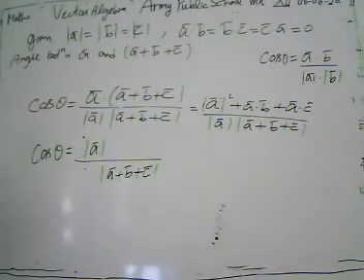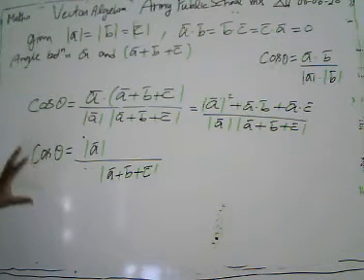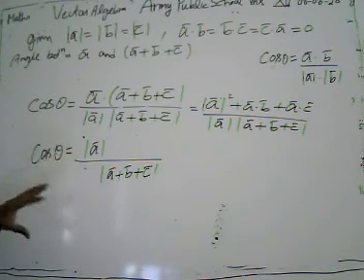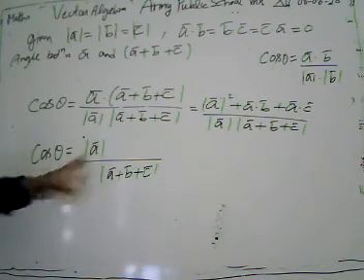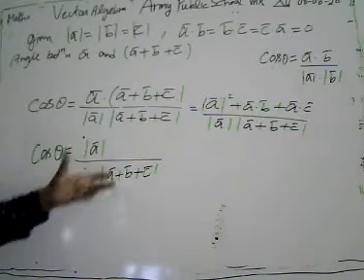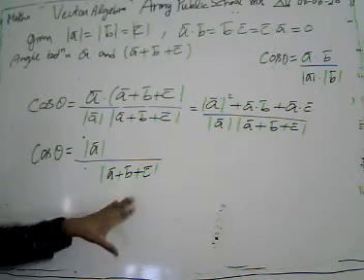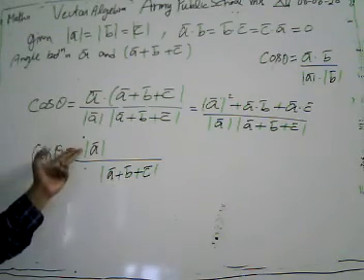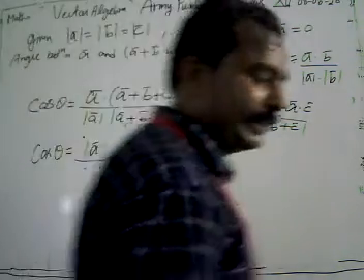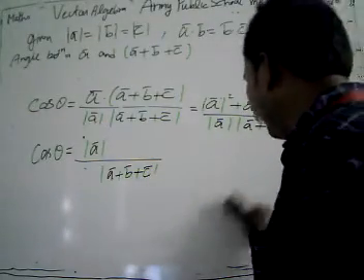Now look, we have to find the angle. How can we find it? After simplification we get mod of A over mod of A plus B plus C. Then we have to transform these values. We cannot convert them in terms of A, B, C, but we can find the magnitude of A plus B plus C in terms of A. Again, this is the basic concept we discussed in today's class and before.